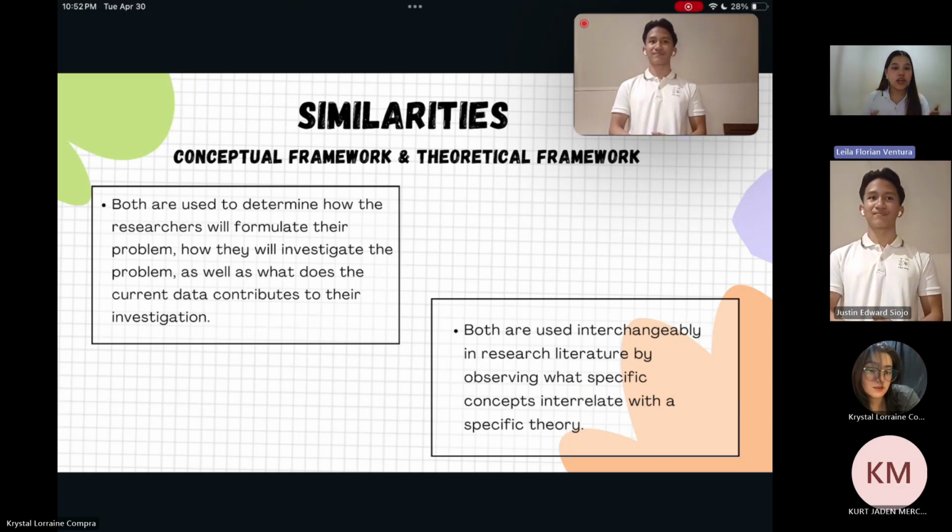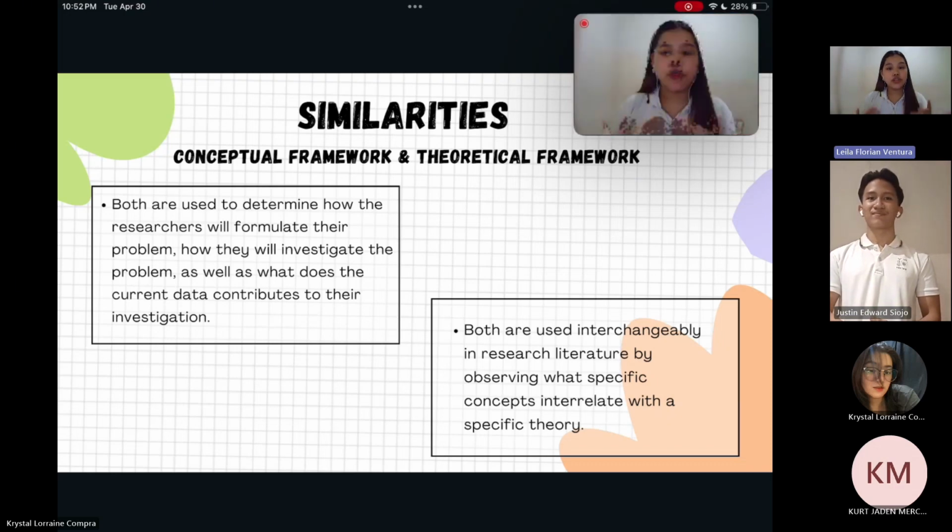So, both conceptual and theoretical frameworks are used to determine how the researchers will formulate their problem, how they will investigate the problem, as well as what current data contributes to their investigation, meaning they ensure that the research is well defined and builds upon existing knowledge in the field.